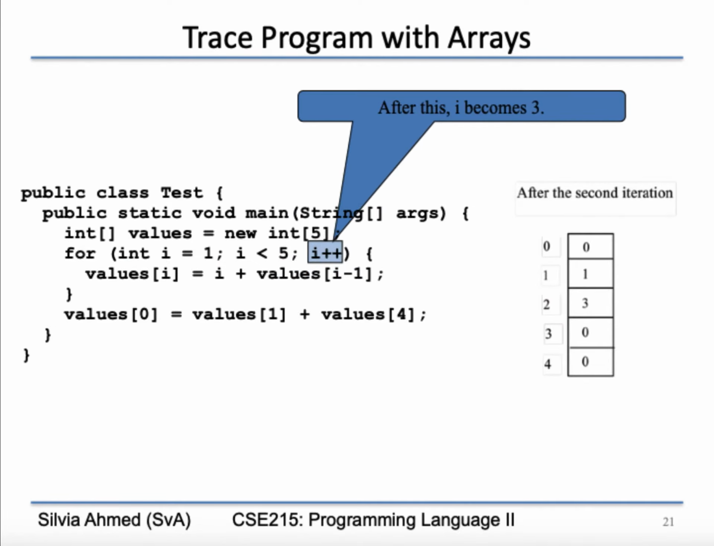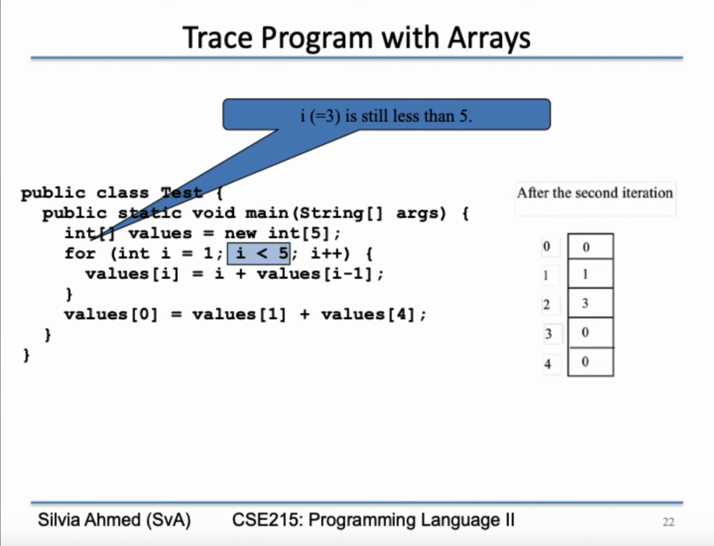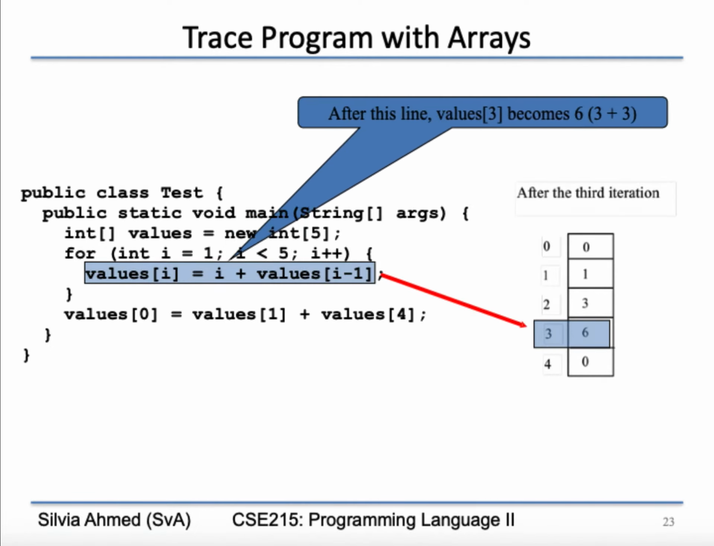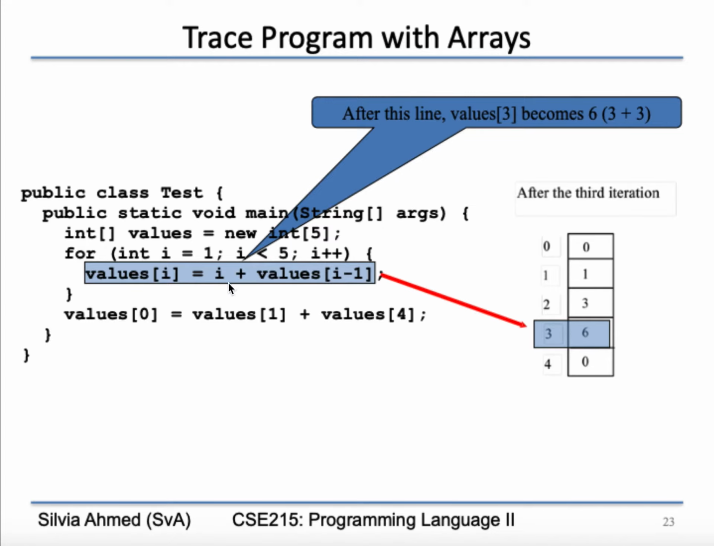Then again i is incremented and i becomes 3. Then 3 less than 5, which is true. So we get inside and it becomes 3 plus values at the 2nd position. So values at 2nd position is 3. 3 plus 3 is 6, and 6 is assigned at values 3. So here it is assigned.